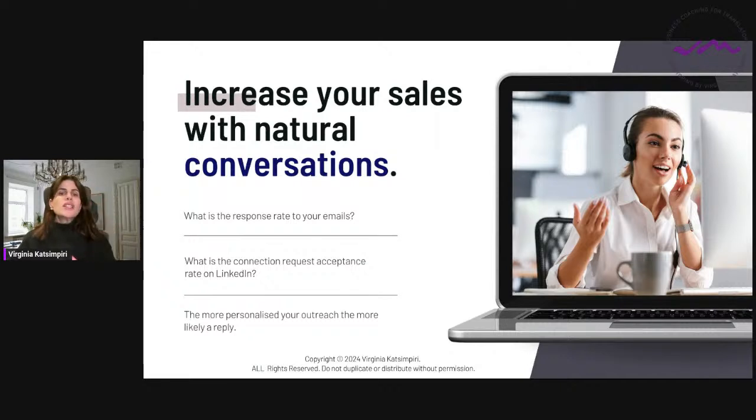And of course, how you're going to increase your sales with natural conversations, that many of you have told me. And answer those questions. And by answering those questions, they will also take you a step further and closer to your goals. What is the response rate to your emails or messages on LinkedIn? By response rate, we mean how many people out of those that you are emailing or contacting through LinkedIn are actually getting back to you. And what is the connection request acceptance rate on LinkedIn like? Out of those people that you are adding to your network, how many actually accept that connection request? And of course, don't forget that the more personalized your outreach, the more likely a reply.